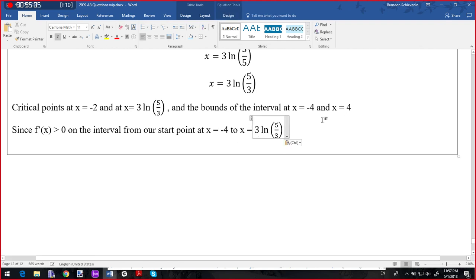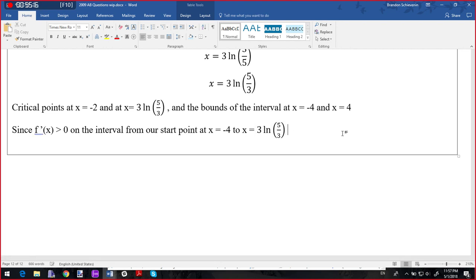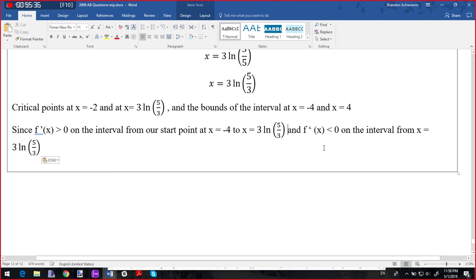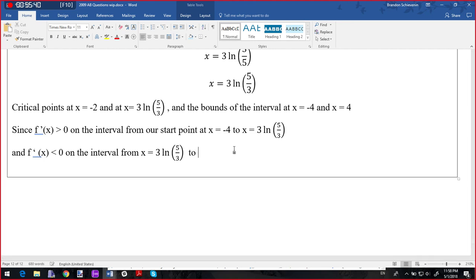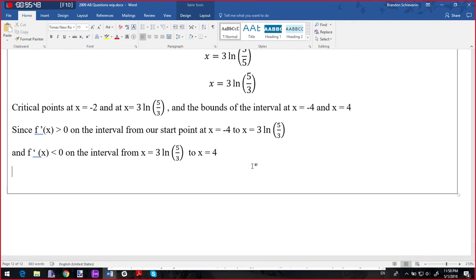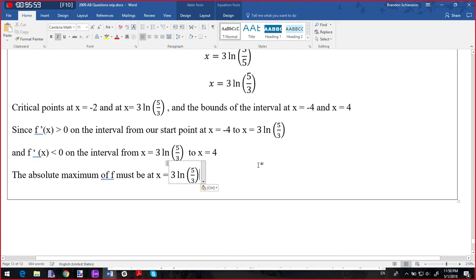So our graph of the derivative of x was positive from x equals -4 to x equals that point, 3 ln 5/3. And f prime of x is less than 0 on the interval from x equals the point we just found to the end of the graph at x equals 4. The absolute maximum of f must be at x equals that value that we found.